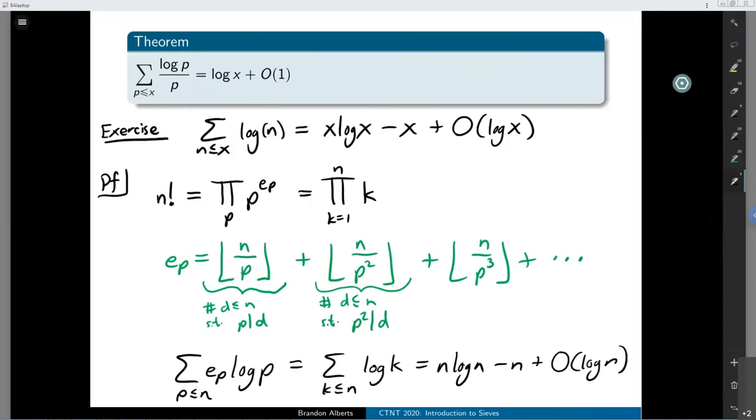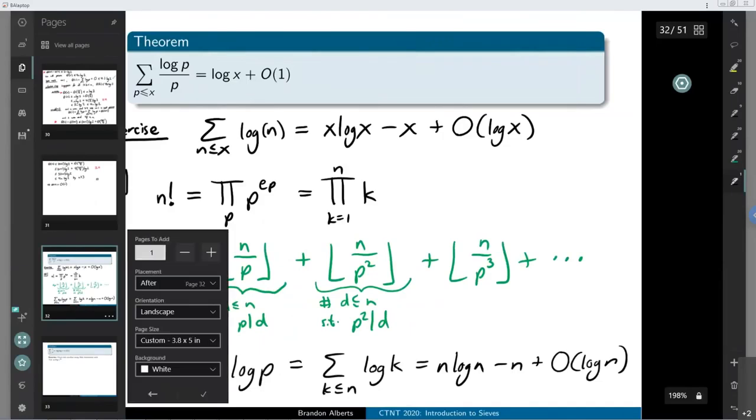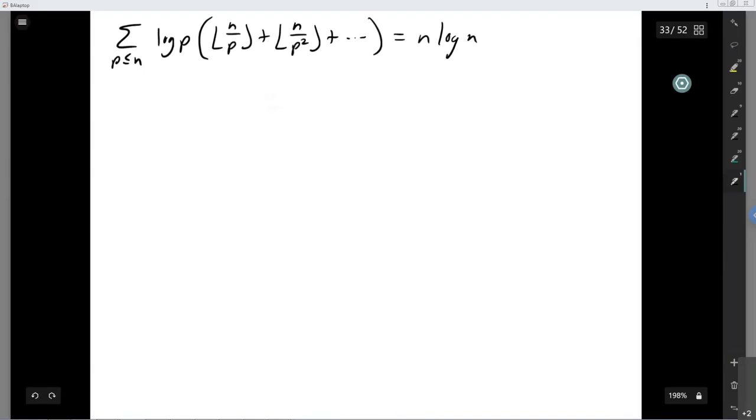Okay. So I'm going to take this, rewrite it on the next slide. Oops. I need to do an extra slide. And in fact, I'm going to write out what the exponents are. We've got log p times the exponents in the prime factorization. And this is equal to n log n minus n plus big O of log n. So how are we going to take this and actually figure out the sum of log p over p? That's our goal here.